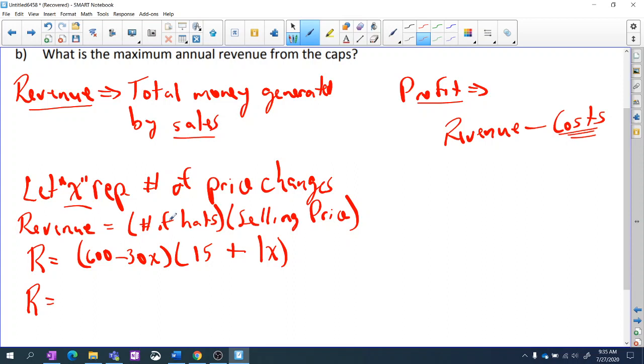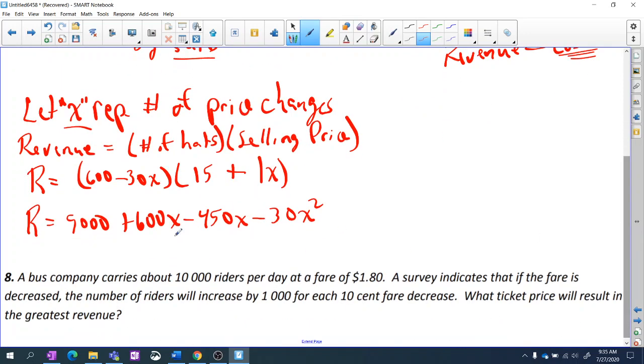Now remember, they were making $9,000. That's what they made last summer. Let's see if we can get them to make more money. 600 times 15, 9,000. 600 times x, 600x. 30 times 15 is minus 450x. Take away 30x squared. So let's tidy it up and put it in standard form, and then we'll get it to vertex form. Ooh, running out of room here.